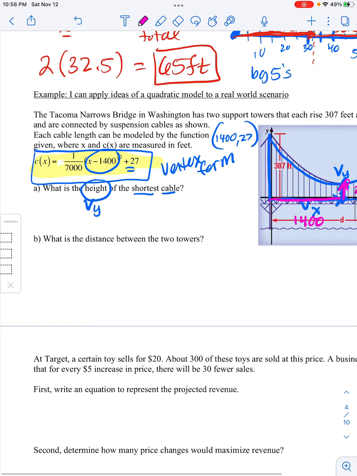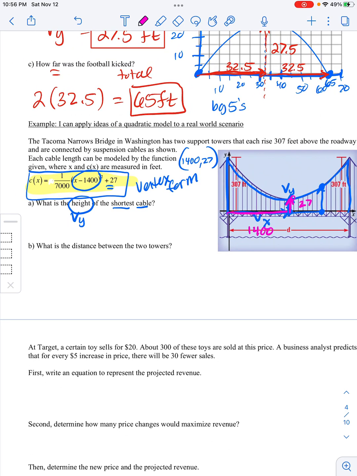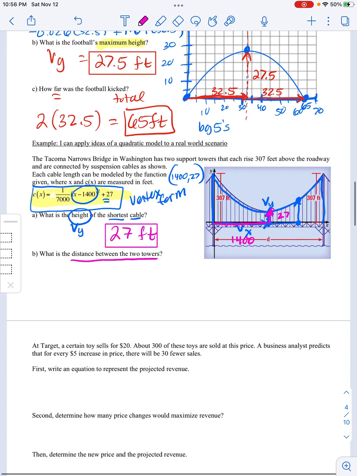So the height of the shortest cable is the VY. That's going to be 27 feet. And keep in mind with the word problem, you want to label properly because 27 feet, inches, miles are all very different. Now think about what this is asking, the distance between the two towers.